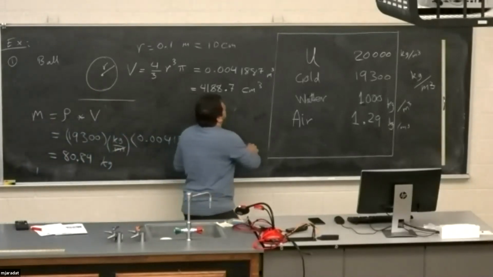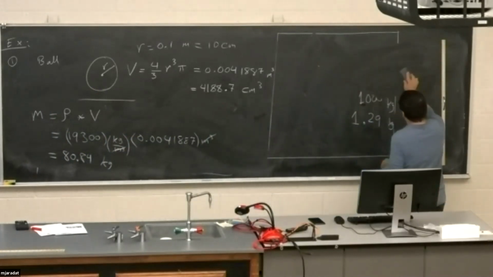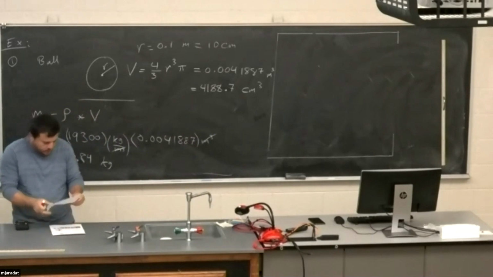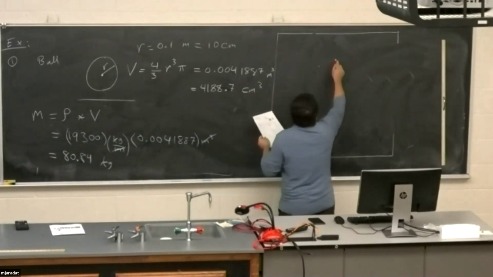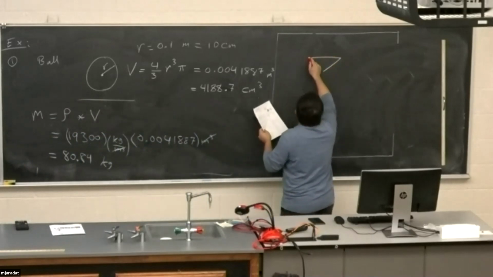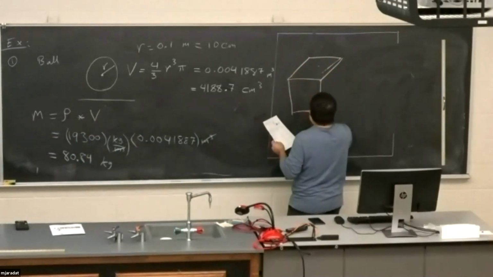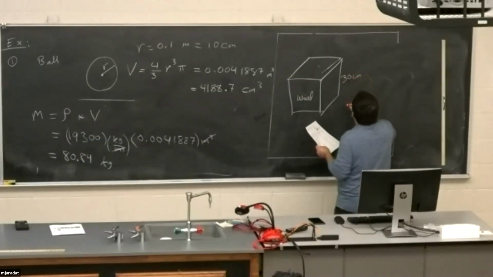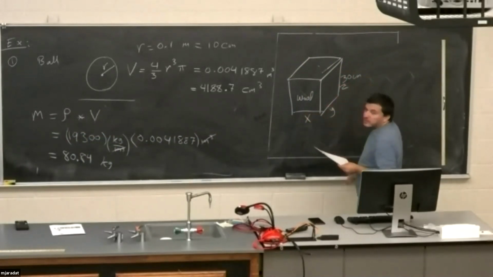Now, the next question. A cube of cherry wood with L. This is the cube. With L is 30 centimeters. This is 30 centimeters, okay. This is what? 30 centimeters. Its volume is X by Y by Z.